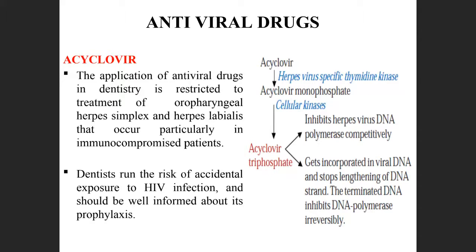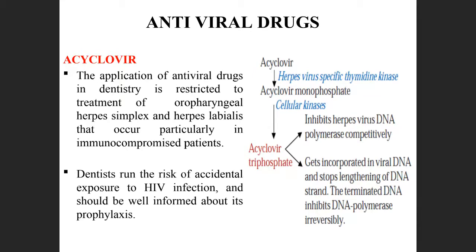Now this antiviral drug, acyclovir, is used in conditions of oropharyngeal herpes simplex and herpes labialis, conditions of the mouth, which are usually seen in immunocompromised patients, the patients whose immunity is less. It is also important for the dentist to know the risk of accidental exposure to HIV, and they should also know the prophylaxis. What is the prophylaxis and preventive measures of HIV infection?